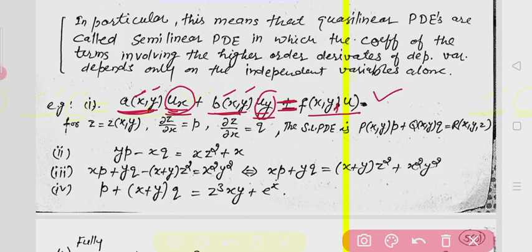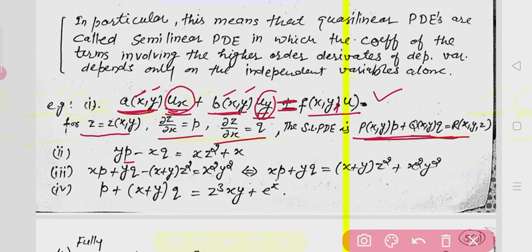इफ यू रीराइट दिस कि डिपेंडेंट वेरिएबल आपका z है, इंडिपेंडेंट x, y से डिनोट कर रहा हूँ, एंड ∂z/∂x इज डिनोटेड बाय p, ∂z/∂y डिनोटेड बाय स्मॉल q. तो दिस semi linear pde can also be written as function of xy into small p plus function of xy into small q is equal to r of xyz, right. So this will be known as the semi linear pde. इसके कुछ एग्जांपल्स अगर हम इस तरीके से लिखें, राइट, yp minus xq is equal to xz square plus x.